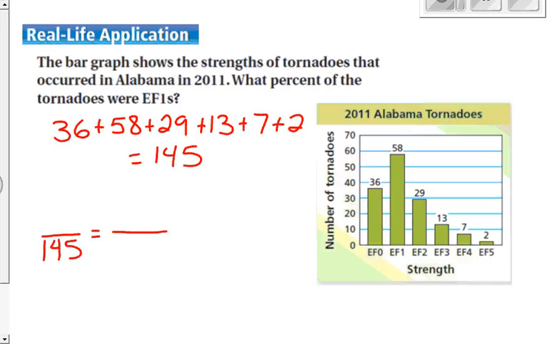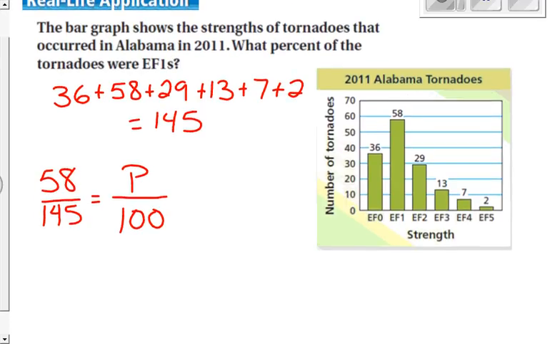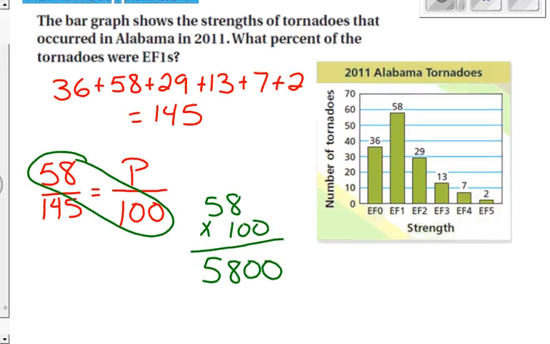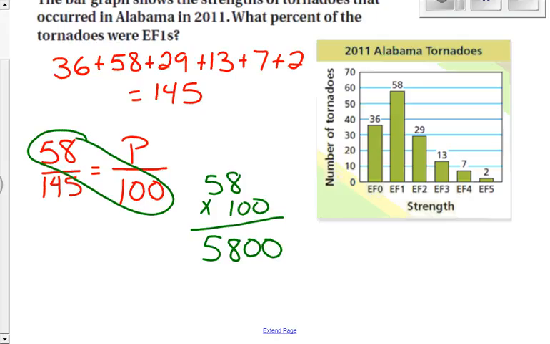Alright, it's asking for what percent. So we don't know the percent, so we're going to put P for percent. We know 100 always goes on bottom. Now we've got to figure out how many EF1 tornadoes there were in Alabama. And if we look at the graph, we can see that there was 58. So now we are going to multiply diagonally, like we have been doing. 58 times 100 gives me 5800. Now we're going to take that and divide by 145.